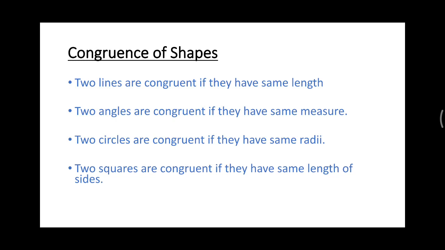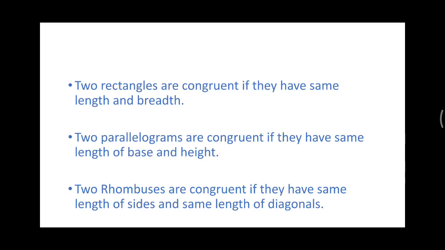Now if we come to know about the congruency of the geometrical shapes, two lines are congruent if they have the same length. Two angles are congruent if they have the same measure. Two circles are congruent if they have the same radii. Two squares are congruent if they have the same length of sides. Same as two rectangles are congruent if they have same length and breadth.